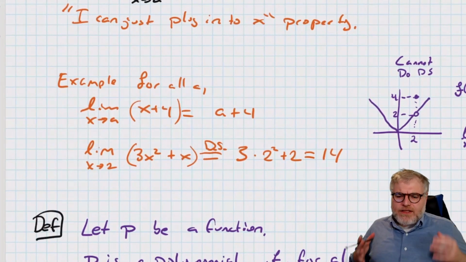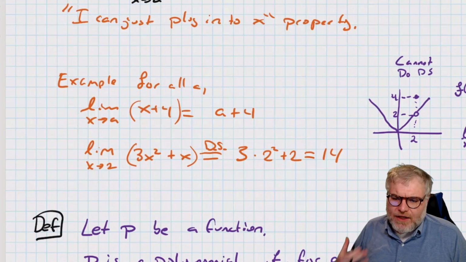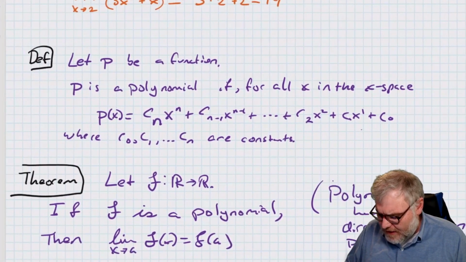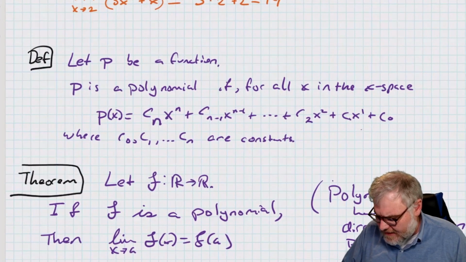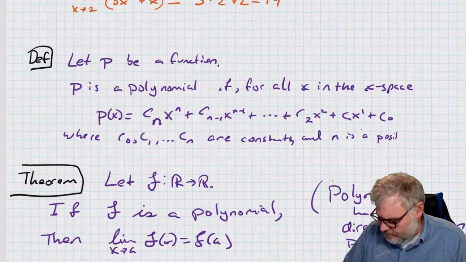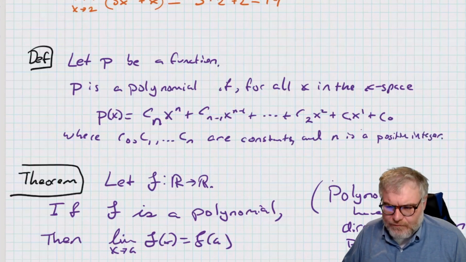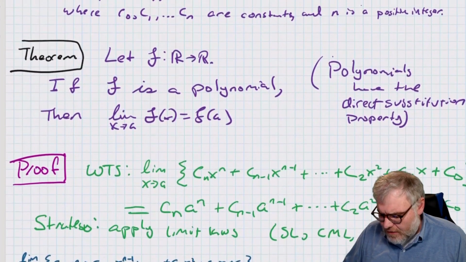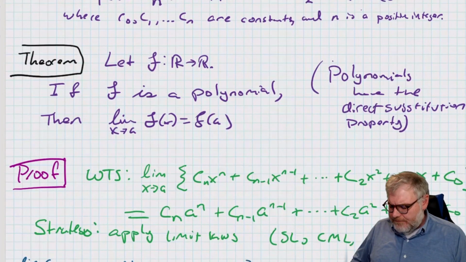Okay, so what we wanted to prove, remember, was that polynomials have this direct substitution property. Remember that P is a polynomial if for all x, P of x equals Cn x to the n plus Cn minus 1 x to the n minus 1, and so on, down to C0, where n is a positive integer and where all of these things are constants. Okay, and I think I used a in one set of notes, and I'm using Cn's here. They're just constants. Okay, and then here is my theorem.